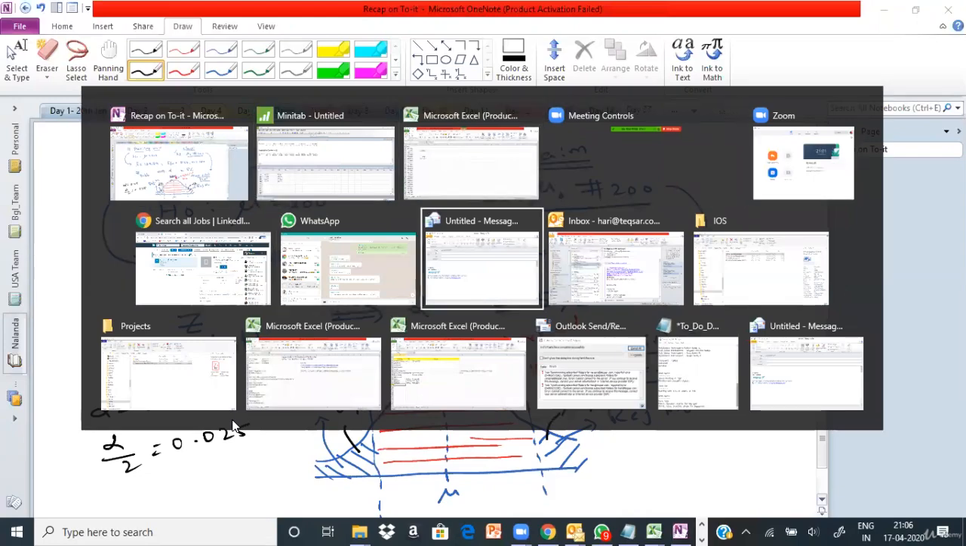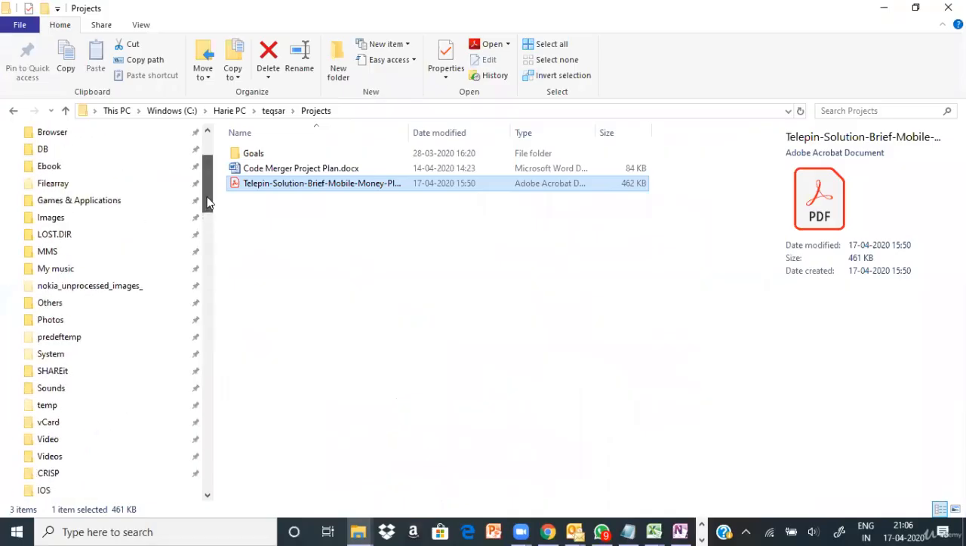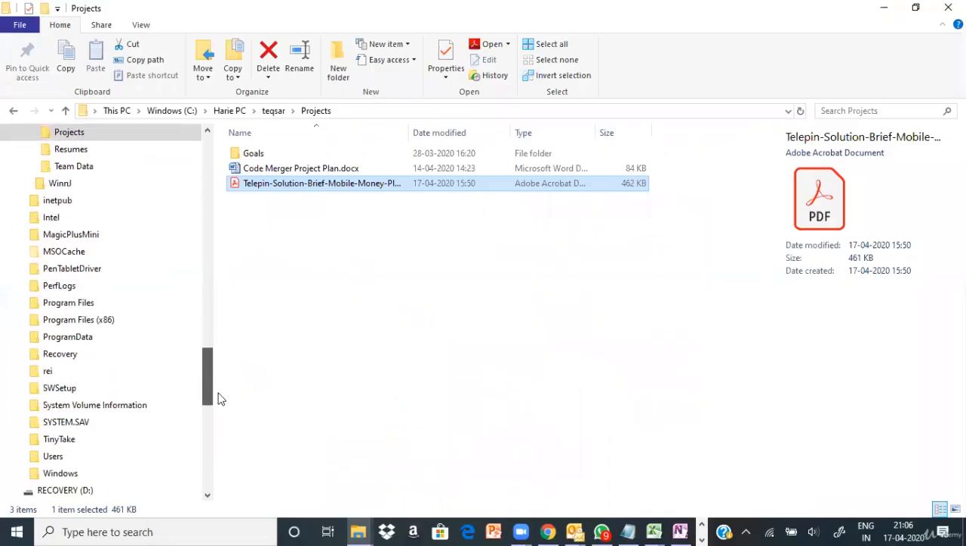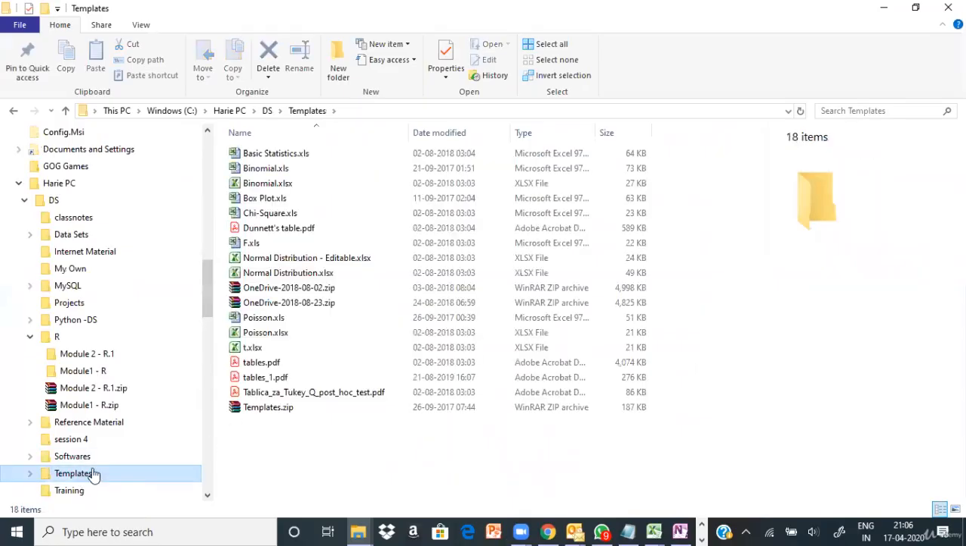Where are my Z tables, buddies? Where is it in my laptop? Okay. Templates, I think. Yeah.